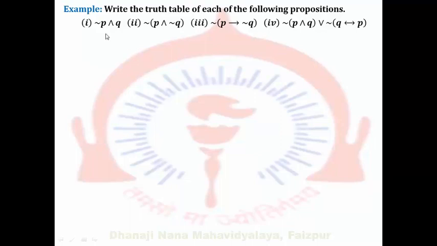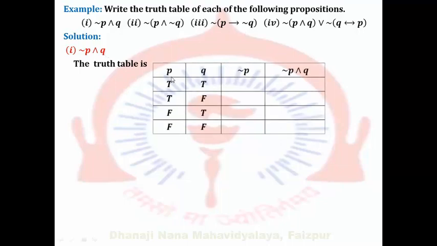So first we have to find the truth table of the statement negation of p and q. So the truth table is as below. Since there are two statements, there are in all four possibilities. So we have p, q, then negation of p, and negation of p and q, that we have to find.